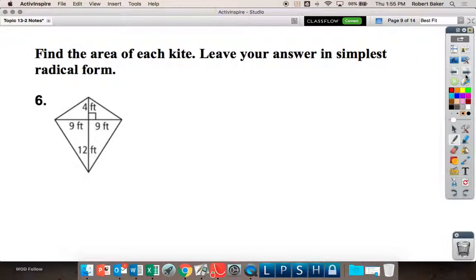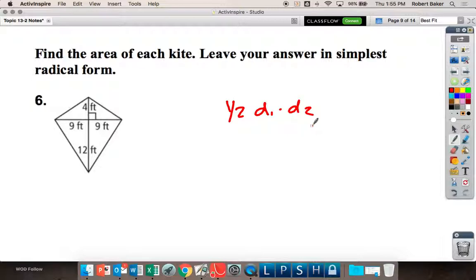Time for kites. Oh, hey look, it's the last shape. Homeboy, my kite. Kites are a little different. They have 1, 2, 3, 4 triangles, or you could do top and bottom triangle, or left side triangle and right side triangle, whatever you want. I prefer to just use the formula, 1/2 diagonal 1 times diagonal 2.